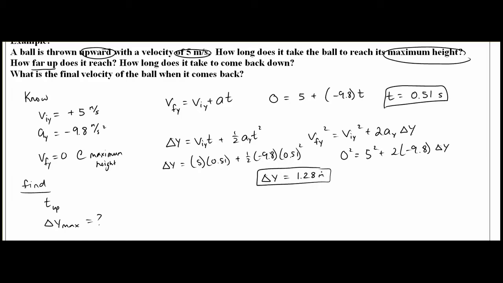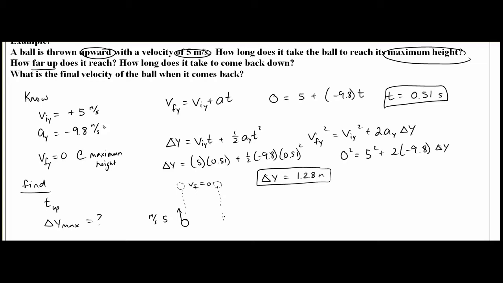Okay, next part. How long does it take to come back down? This is more of just a conceptual question. We shouldn't have to calculate anything. We know that if my ball starts up and it has a velocity of 5 meters per second and it goes up, up here it has a final velocity of 0, and then on its way back down, I'm going to draw it over here.